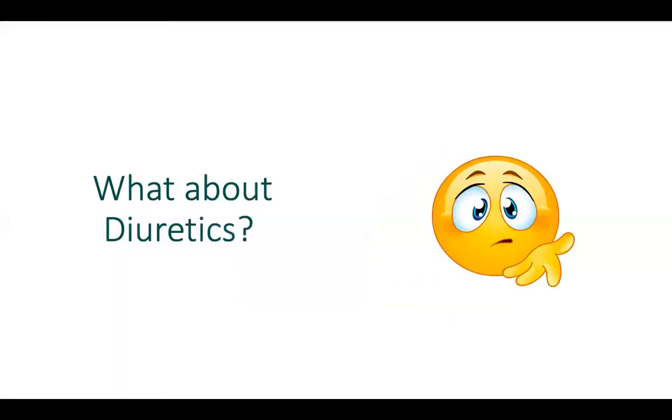Now comes the next question. What about diuretics? Isn't that a paradox? On one side, you're saying the patient is in shock, I need to give a fluid bolus. On the other side, you're saying, no, you have to decrease the preload and give a diuretic. So won't it decrease the cardiac output if you give a diuretic?